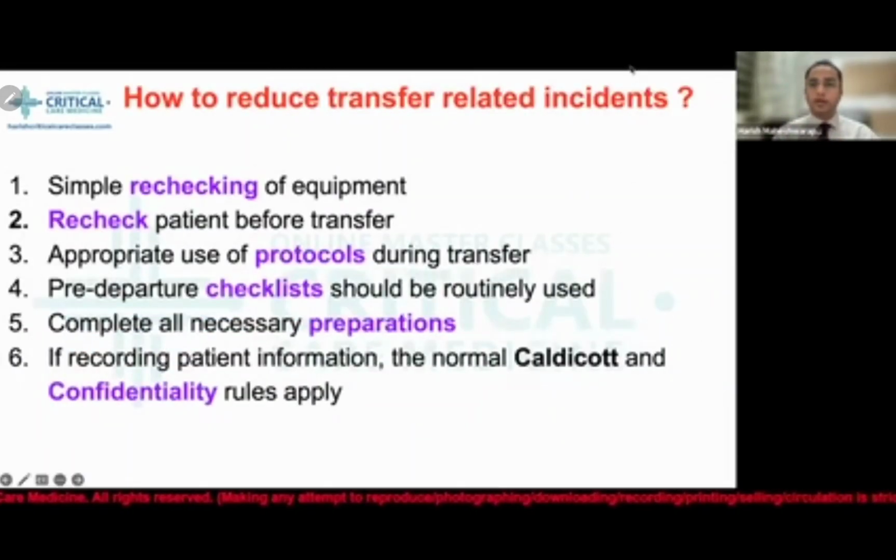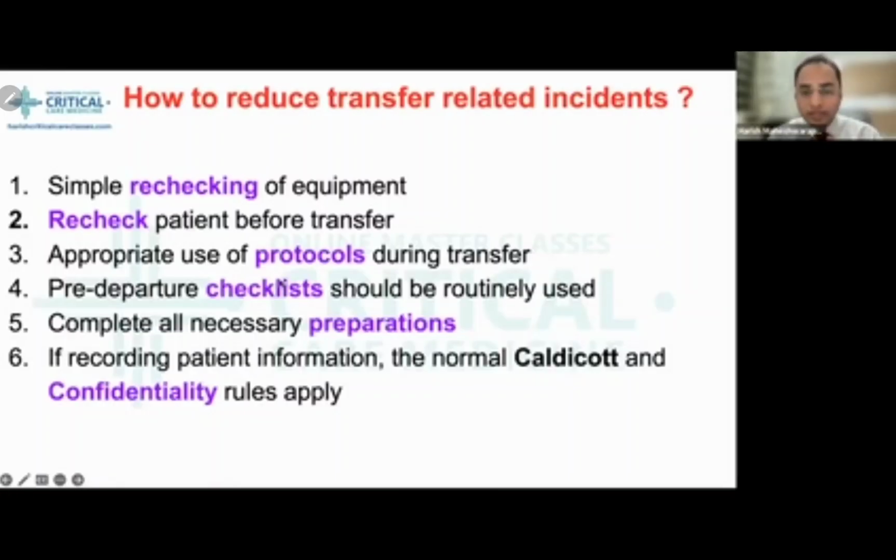Okay, how to reduce the transfer related incidents? Simple rechecking of equipment, rechecking the patient before transfer, appropriate use of protocols during transfer, and a pre-departure checklist should be routinely used. So complete all necessary preparations. If recording patient information, the normal Caldicott and confidentiality rules apply. The Caldicott principle is basically maintaining anyone's autonomy and confidentiality. There are many factors and components in the Caldicott principle. One principle is maintaining confidentiality of the patient.